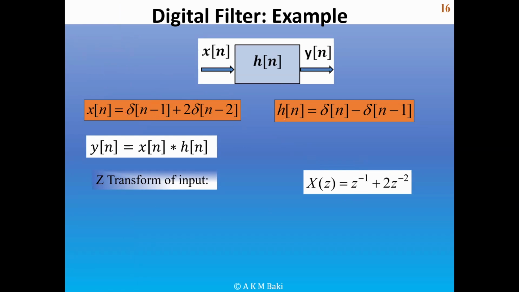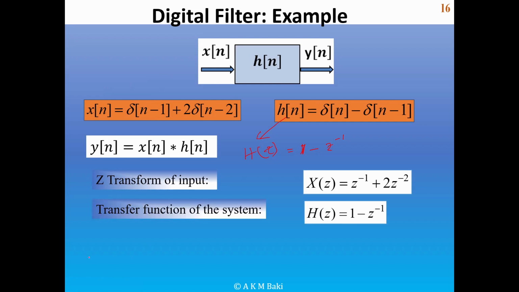Now, is it possible to say what should be H of z? Yes, sir. Z to the power minus 1, or minus z to the power 1. And the 1 is because of z to the power 0. So now you know these two pieces of information in the transform domain.